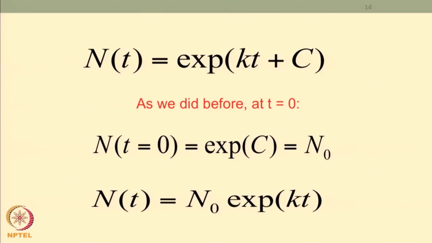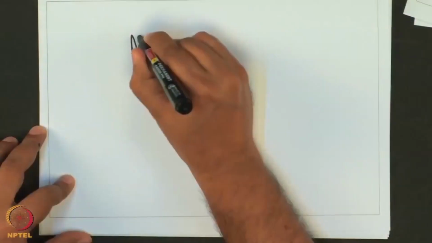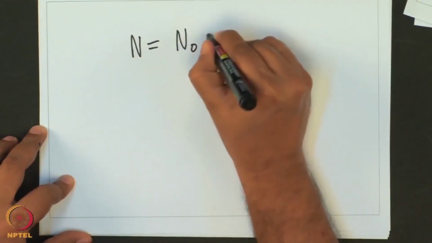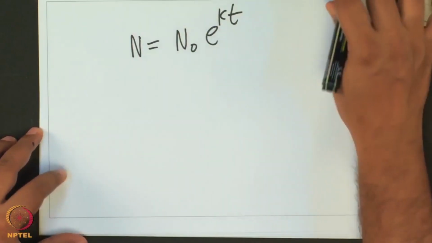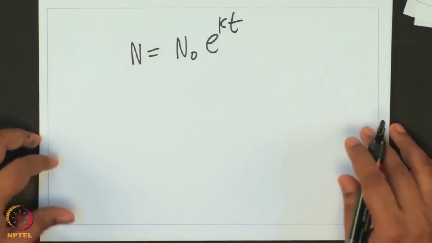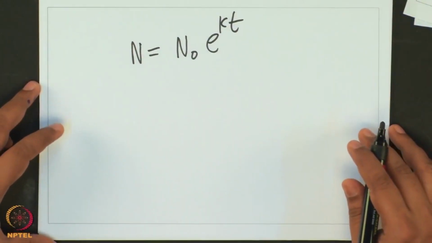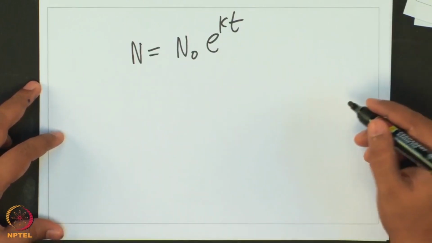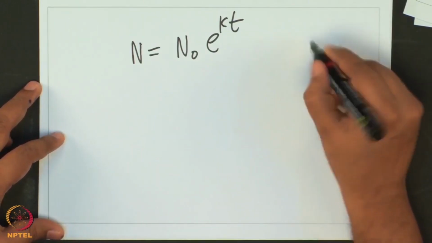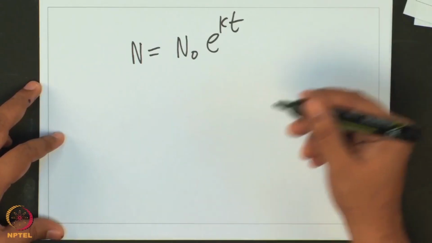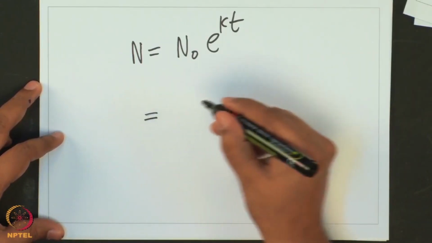So what we have is N is equal to N0 e^(kt). This is an example of exponential growth. But very often we would get 2 to the power of something, right? We would get 2 to the power of something. So now let us think of this.